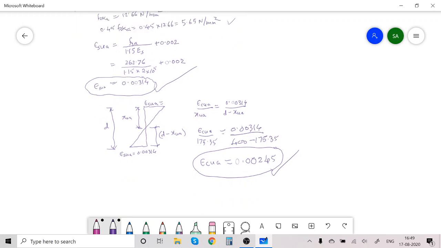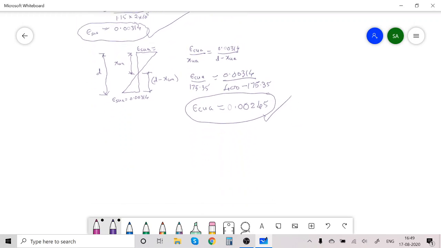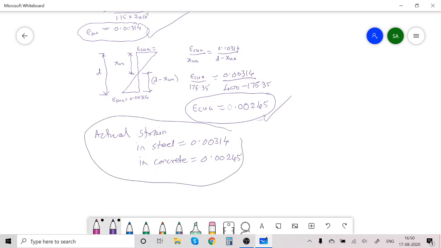So final answer I can write: actual strain in steel 0.00314 and in concrete 0.00245. This is the final answer that we got. Very simple.